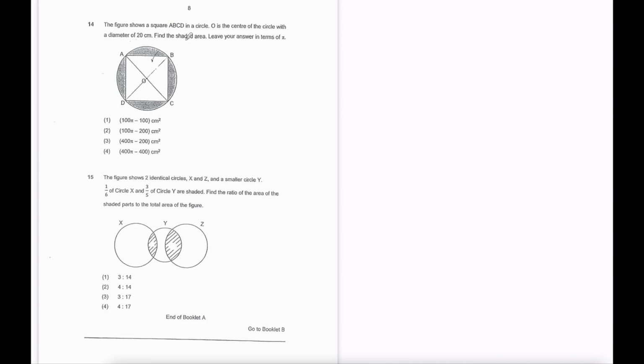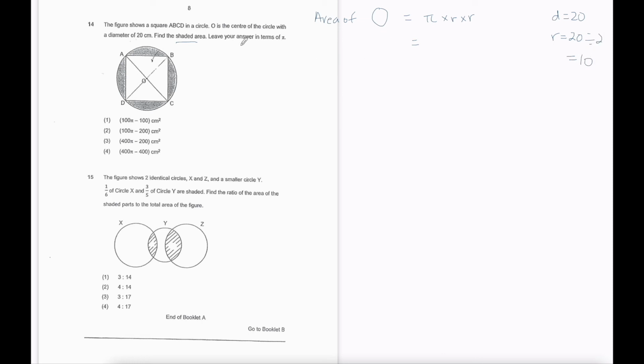So in order to find the shaded area, we need to take the area of the circle minus away the area of the square. So let's do it. Let's find the area of the circle first. Area of circle will just be pi times r squared, right? So if my diameter is 20, my r will be 20 divided by 2, which is 10.